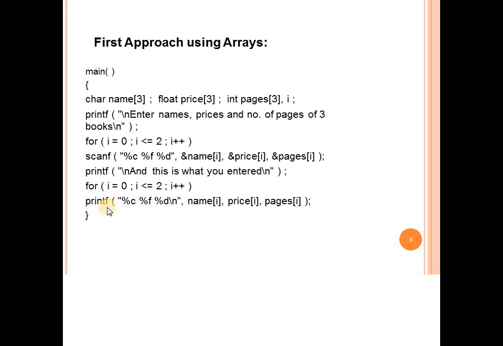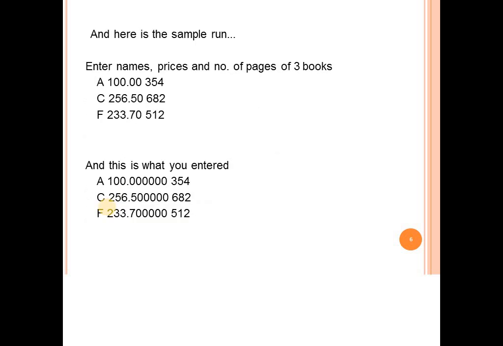Again with the help of a for loop I am able to print the information. So you know the use of the printf function. So by writing this way, for how many books are you going to store the information? 3 books, right? So your information for 3 books can be stored in this way. When you run this program, you will see the message to first enter names, prices and number of pages of 3 books. Then you will enter your book names one by one.